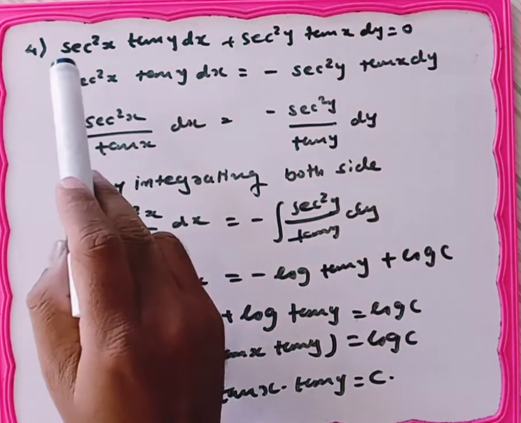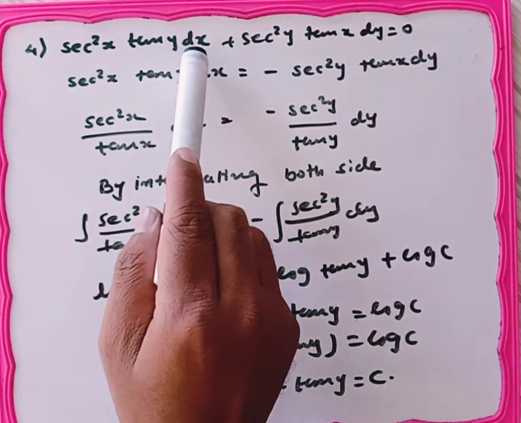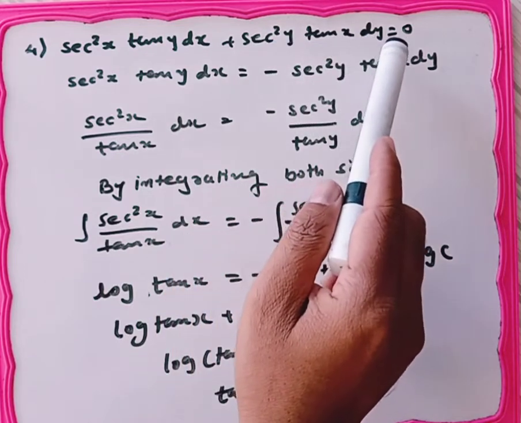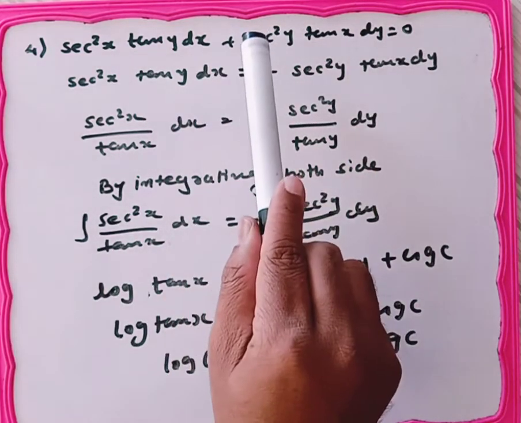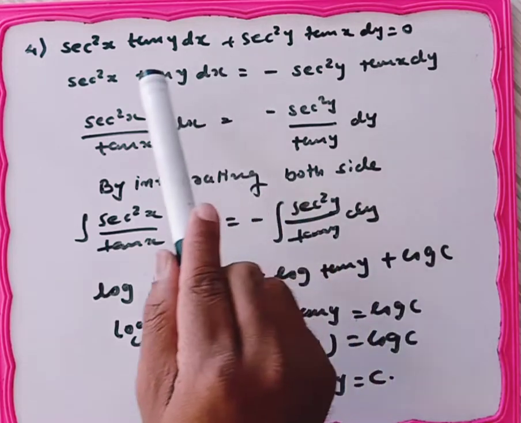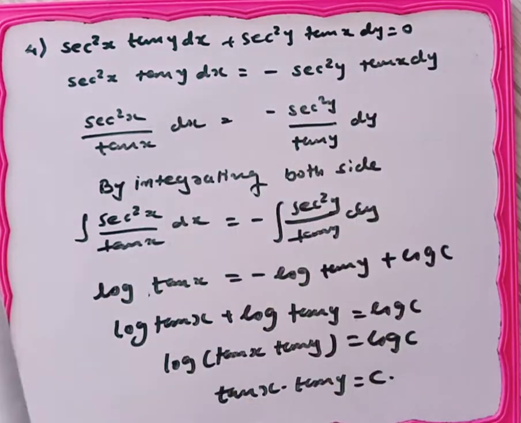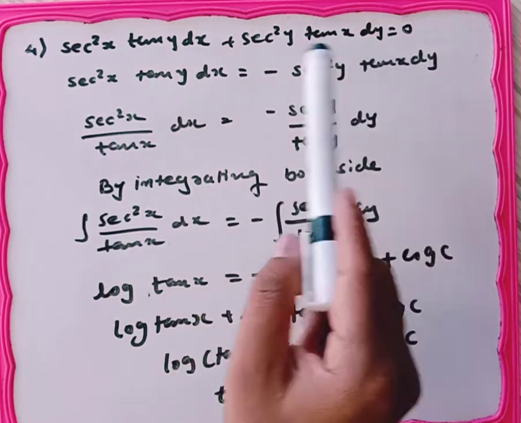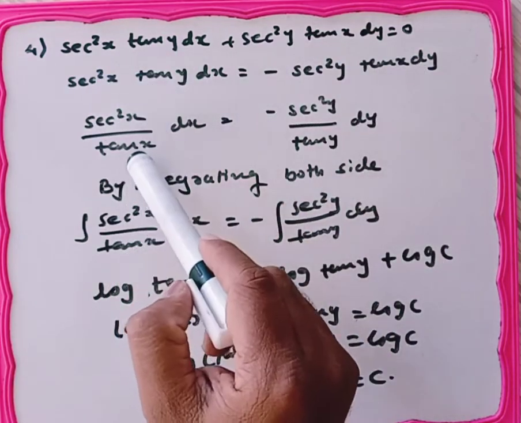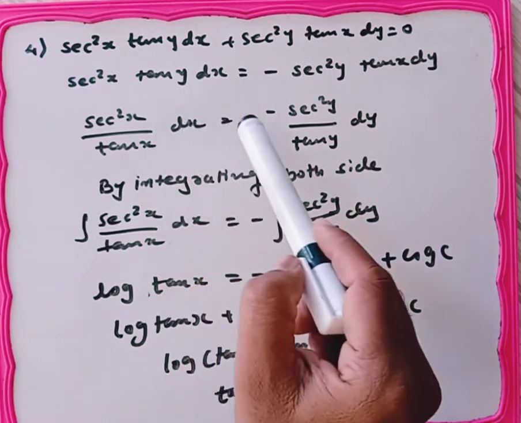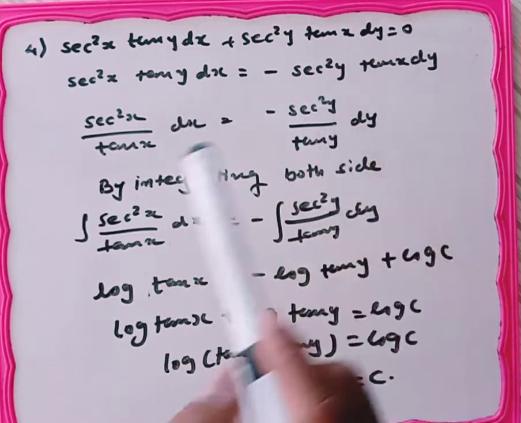The next question we have is sec square x tan y dx plus sec square y tan x dy equals 0. So the second term we take to the other side, then it will be sec square x tan y dx equals minus sec square y tan x dy. So we separate the variables, then we will have sec square x upon tan x dx equals minus sec square y upon tan y dy.